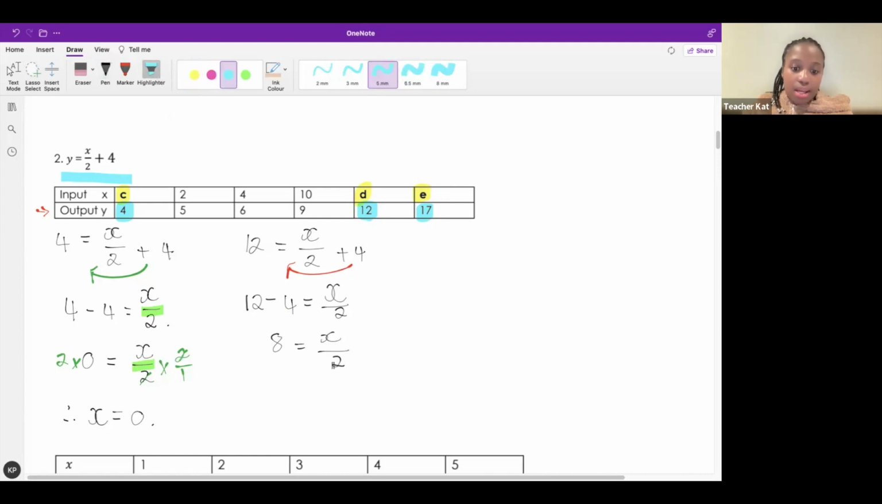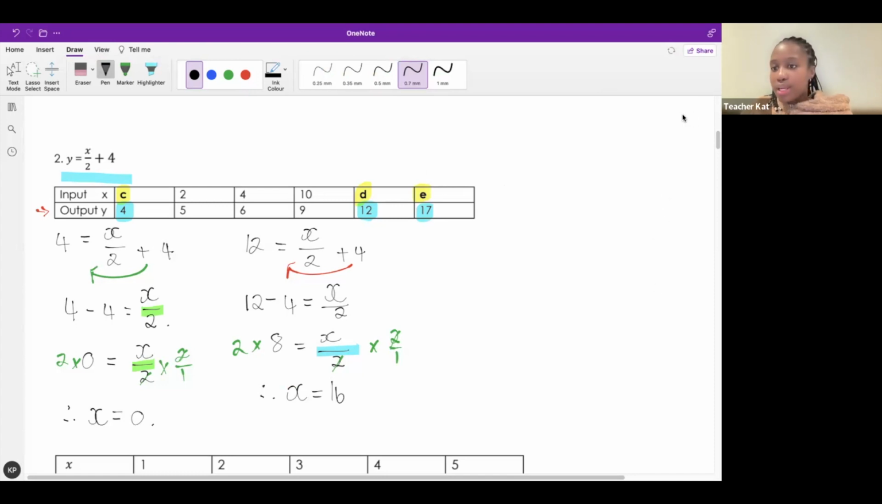And I once again have to get rid of this 2 by multiplying both sides by 2. These 2's cancel out. Therefore, x is equal to, what's my answer for x? Nice. 16. Nice, guys.